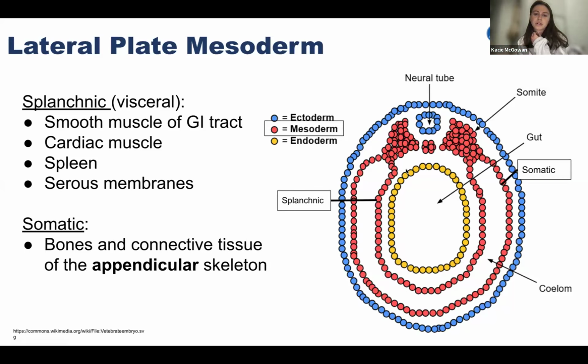So then our somatic mesoderm here, which is going to be this more outer layer of red, will then form the bones and connective tissue of the appendicular skeleton, which is your limbs. That's another important point to remember. Whereas your paraxial, which has axial in the name, forms your axial skeleton, your somatic lateral plate mesoderm is going to form the bones and connective tissue of your limbs, which is just a memorization point there.